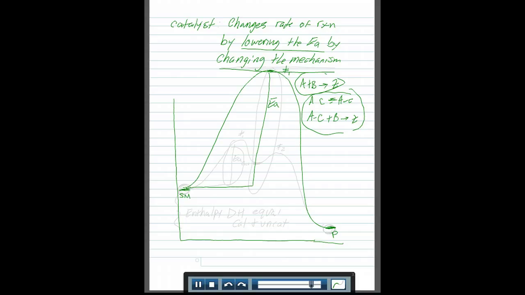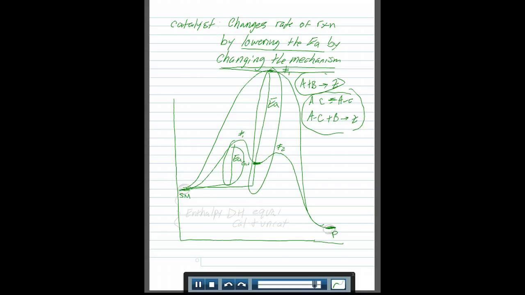I'm changing the mechanism of this reaction. By doing that, technically these steps have lower activation energies. So here's T sub 1, T sub 2, and here's now the intermediate. Now my activation energy of the catalyzed reaction, notice, is much smaller than the activation energy of the uncatalyzed. And not only is it lowering the activation energy, it lowers it by changing the mechanism. That is the important part that I want you to get out of what a catalyst actually does.